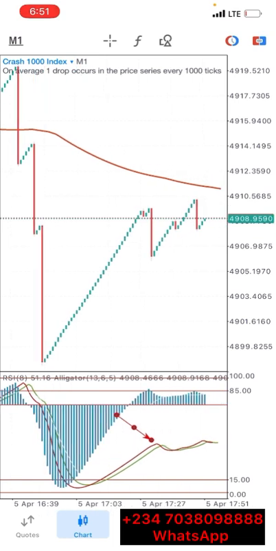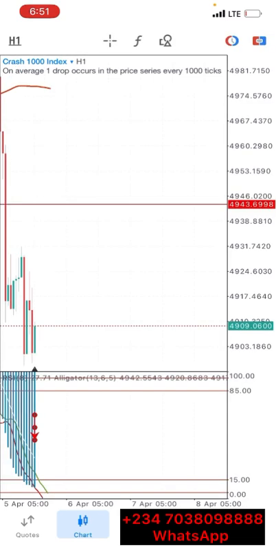So today I've given two signals already, and we won the two signals. I've given signals on the VIX 10 1s, and also I've given a signal on VIX 25. Let's check that.